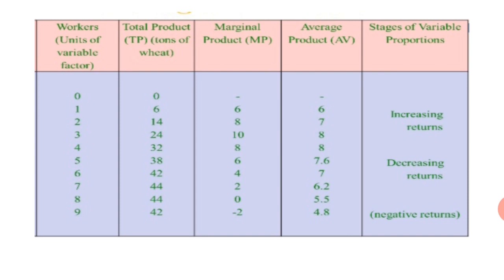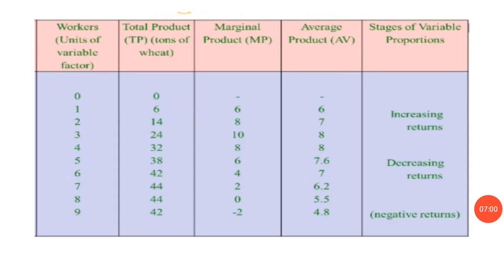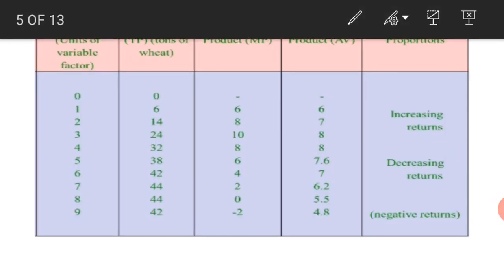Next, the third stage, negative return. Negative return means after reaching the lowest, that is 0, the marginal product becomes negative. The total product is declining. So this is the relationship in the table. The same table we are using to draw the chart.